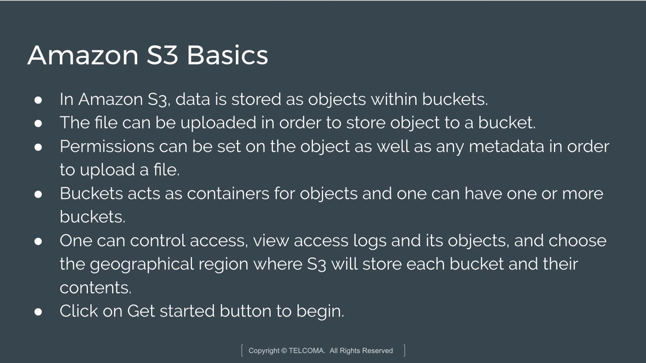Now, what are the basics of Amazon S3? In Amazon S3, how can we store our data? We can store our data as objects. Where do we store the data? We store the data in buckets. So we upload the file or the folder to store our object in a bucket. After uploading the file, that means after storing the object in a bucket, we can set permissions on an object as well as any metadata.